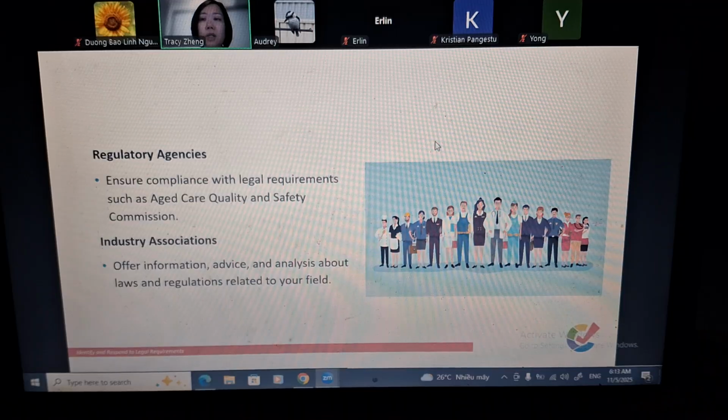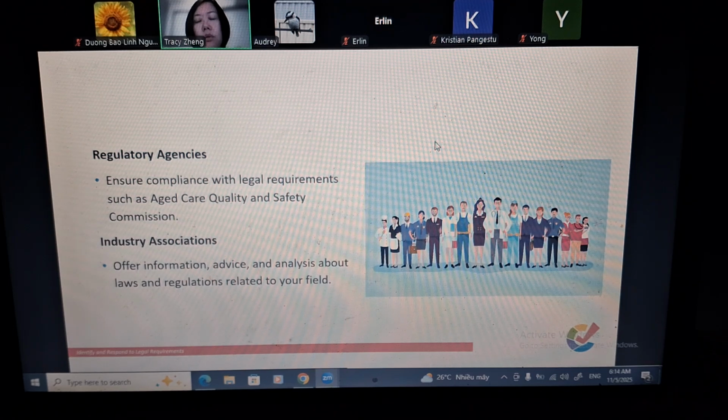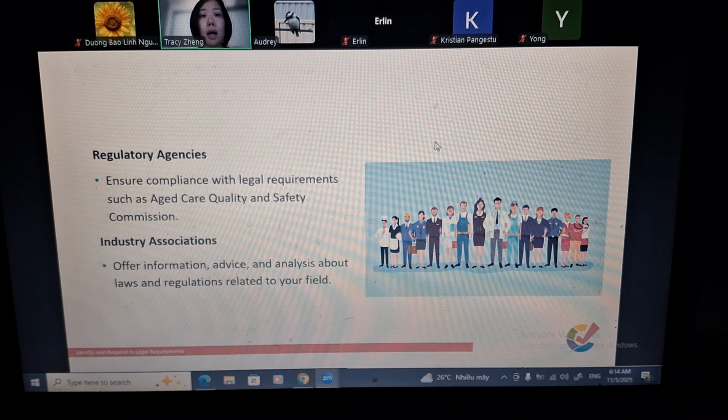When they come to visit you, they will interview the staff, they will interview the residents, and they will definitely check a lot of your paperwork and documentation, following the new aged care standards, to see if you are compliant with all of those legal requirements, right? That's why it is important for all of you to understand each of the legal and ethical requirements, because that is what they are actually auditing and checking on, right?